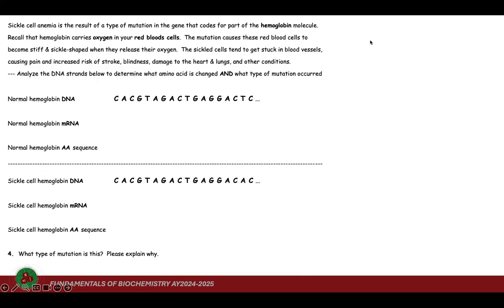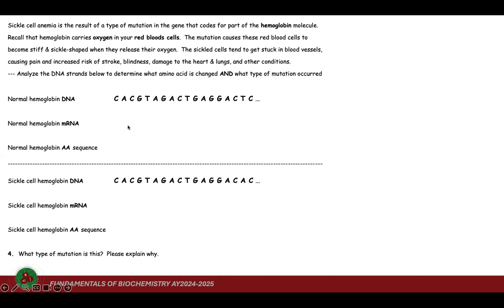For the last example, we have the context of sickle cell anemia. So you know the difference between a healthy person and one who is afflicted with sickle cell anemia. So the mutation is in the gene that codes for the hemoglobin. So the oxygen transport of patients with sickle cell anemia is affected. And interestingly, the mutation happens only on one amino acid. Okay, so let's look at a segment of the normal hemoglobin DNA.